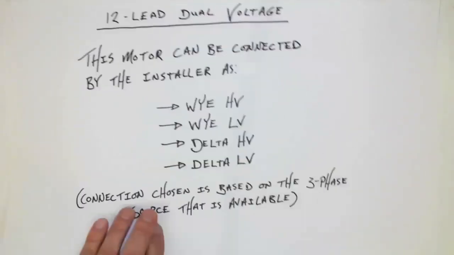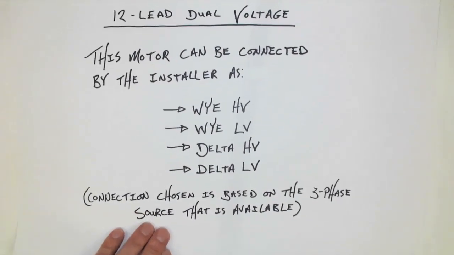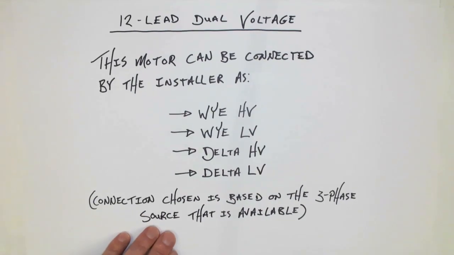Well, let's now transition and take a look at a somewhat unique type of motor. It's not as common any longer, but it is still out in industry. This is called a 12-lead dual voltage, although you'll find it can actually be used on more than just 2 voltages. Now, this motor can be connected by the installer as Y high voltage, Y low voltage, delta high voltage, or delta low voltage. So there are 4 different connections.